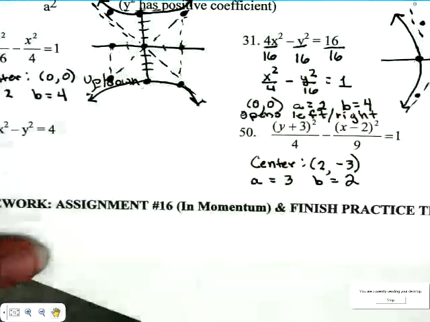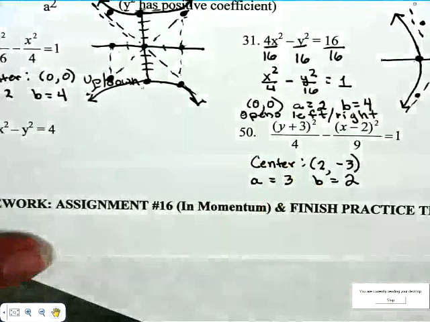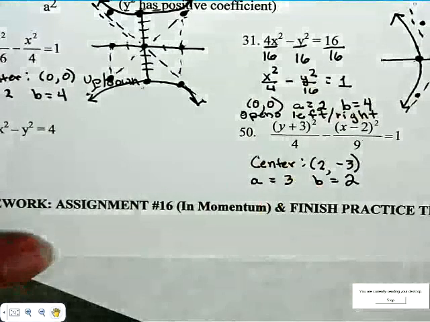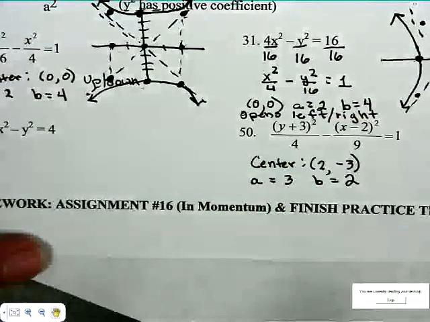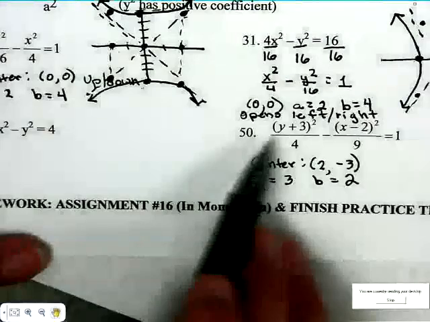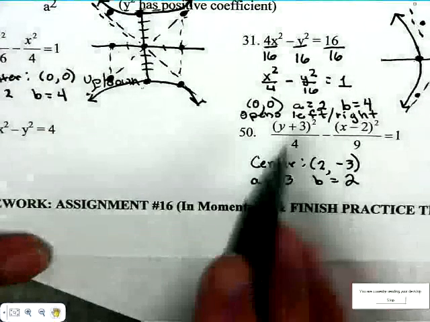And this hyperbola opens how? The y squared had the positive coefficient. The x squared had the negative coefficient. So it opens up and down.